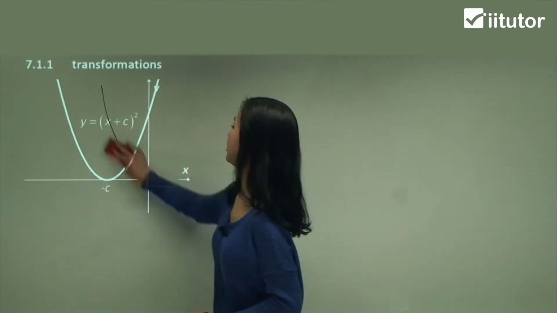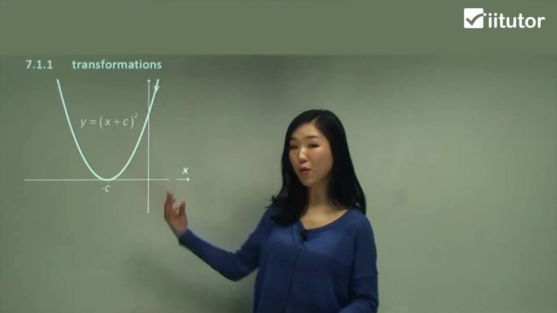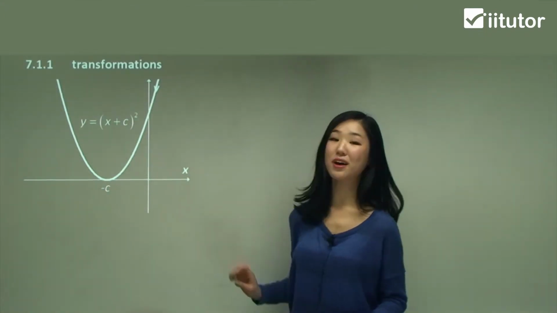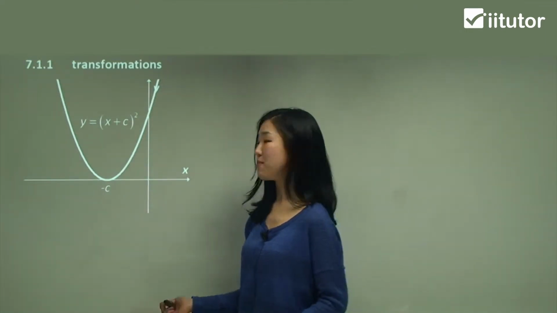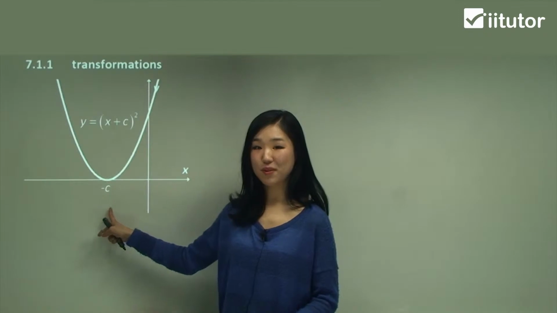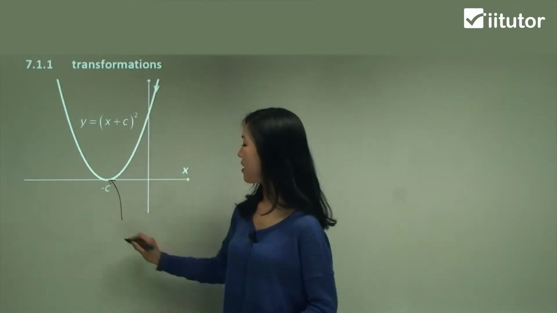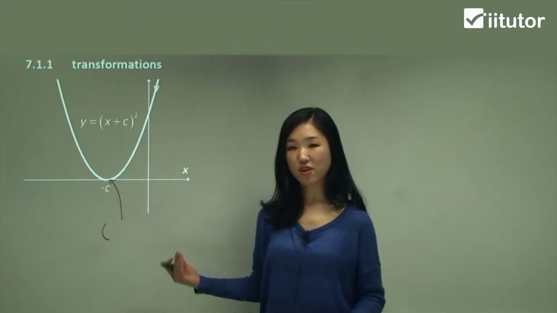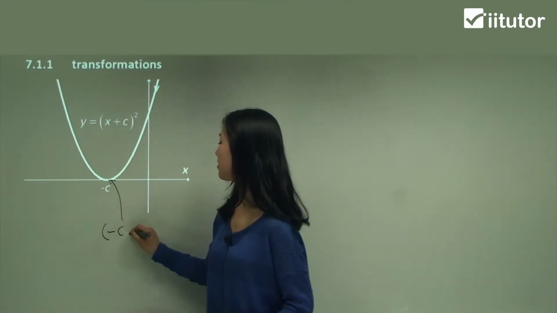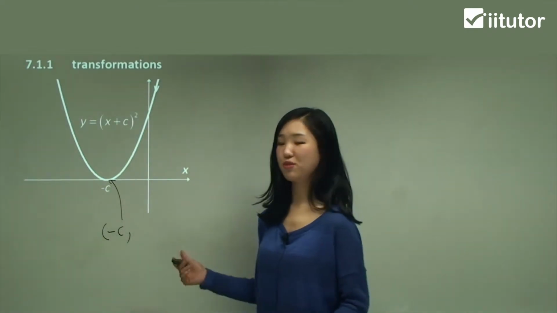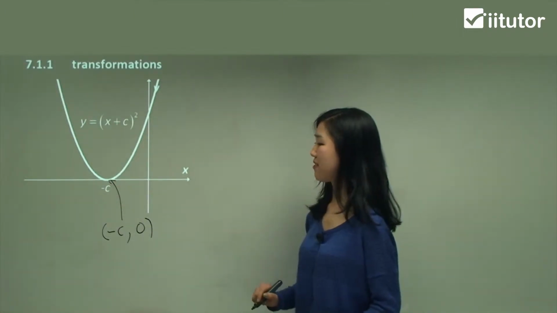You should also notice that this x-intercept, or the vertex, will shift as well, so it will change. You can call it the vertex or the x-intercept. In this case, it's going to be minus c because I shifted to the left. If you want the specific coordinates, this time the x changes to negative c, and then the y coordinate will just be 0, because it's on the x-axis. So that's the coordinates of the vertex.